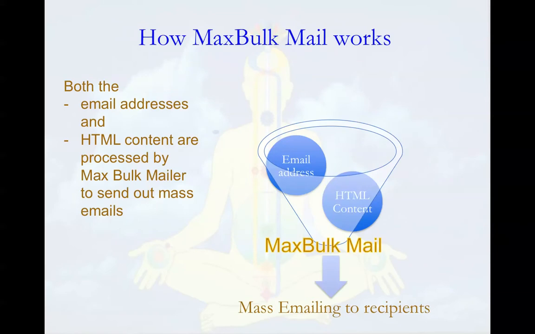So the way the MaxBulk Mailer works is we give it an input of all these email addresses and the HTML content that we create through Thunderbird, and this funnel is what's represented by the MaxBulk Mailer. So both the emails and the HTML content are passed through the MaxBulk Mailer software, which in turn does all the mass mailing to the recipients.